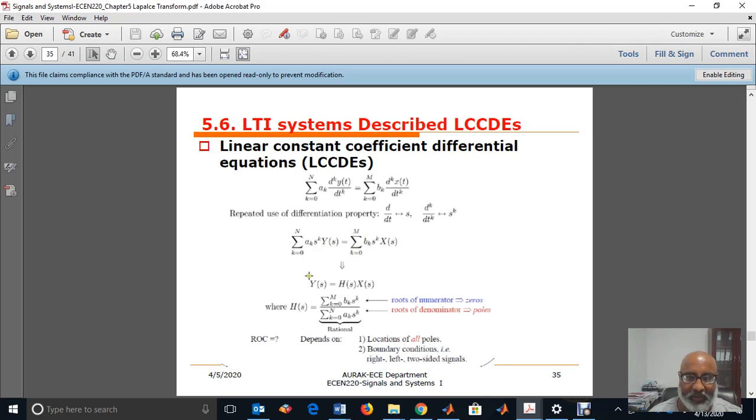But here we will use how the Laplace transform can be used to find the output, and the transfer function, which is H of s equal to Y of s over X of s. Also, given x of t and y of t, how we find h of t, and given h of t and x of t, how we find y of t, and so on. So we will do the calculation in the Laplace domain, and we change from the Laplace domain to the time domain.